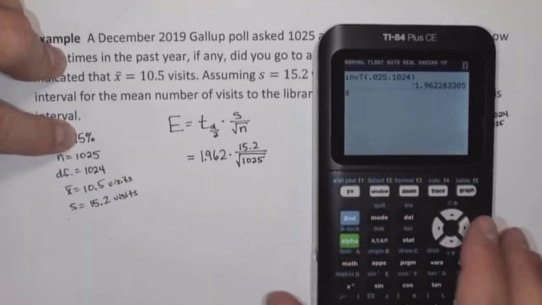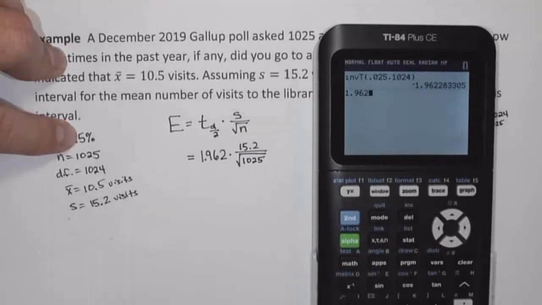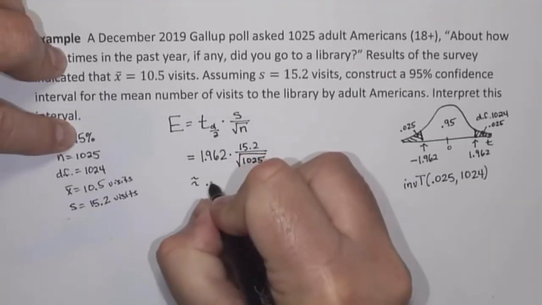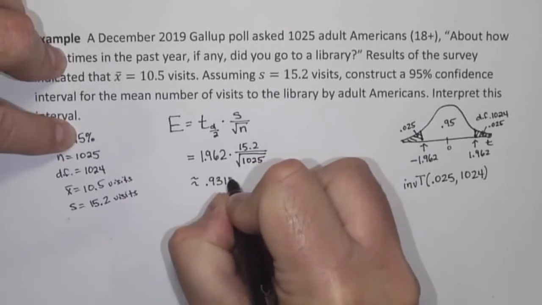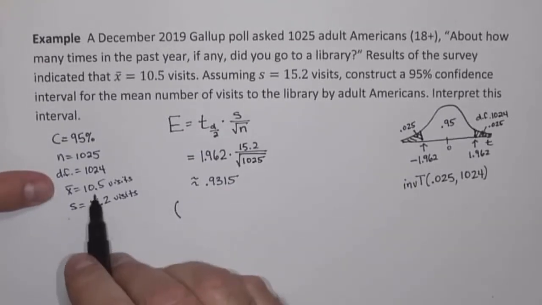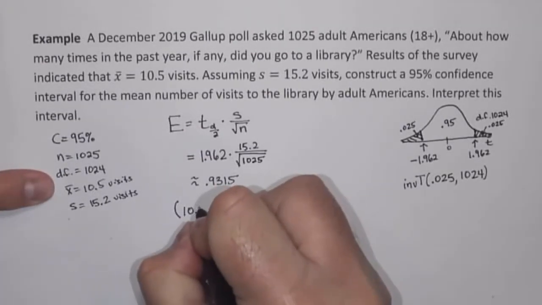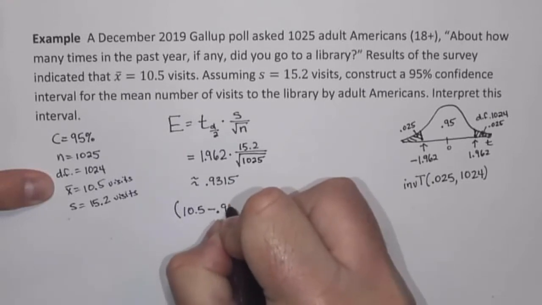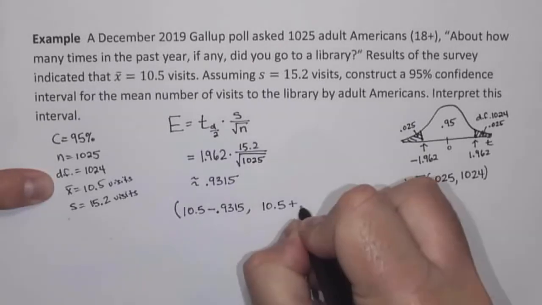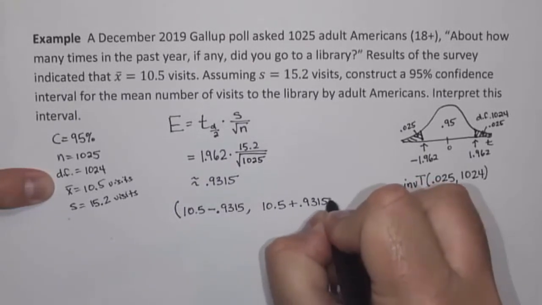So if I bring my calculator back in, 1.962 times 15.2 divided by the square root of 1,025, that is 0.9315. So we have a margin of error of 0.9315. So my confidence interval is going to be my point estimate, x bar. So that's going to be 10.5 minus 0.9315 to my point estimate 10.5 plus 0.9315.